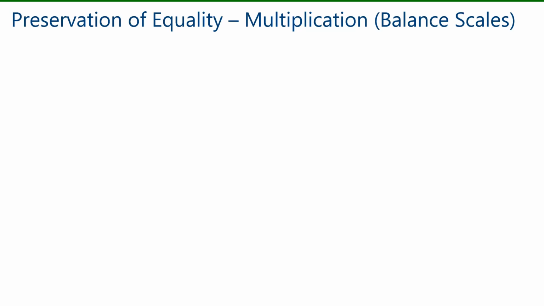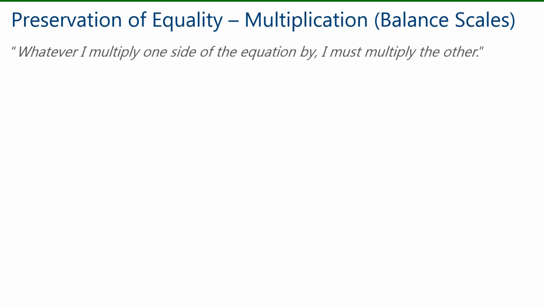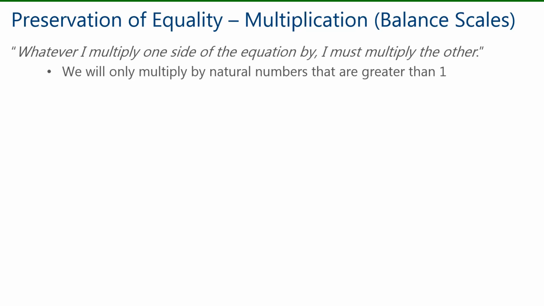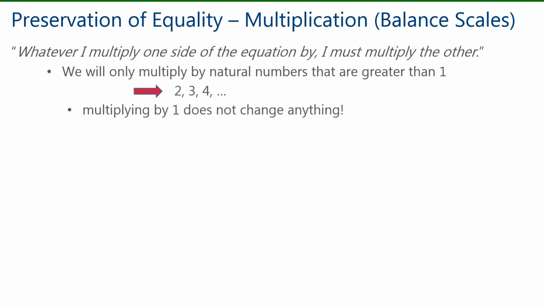In our consideration of multiplication, first we'll look at our balance scales. And this time we need to be thinking, whatever I multiply one side of the equation by, I must multiply the other. We will only multiply by natural numbers that are greater than 1. Numbers such as 2, 3, 4, and so on. If you think about it, multiplying by 1 does not change anything.